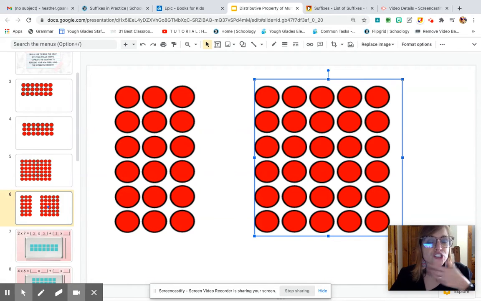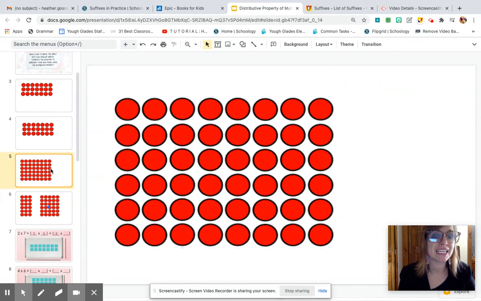However, do you know your 3s yet? Would that be the best choice for you? That's up for you to decide. But I wanted to show you that you could split your array by column. However, there's another way to look at this problem that I think is easier than 6 times 3 and 6 times 5. And that is splitting it by its row.